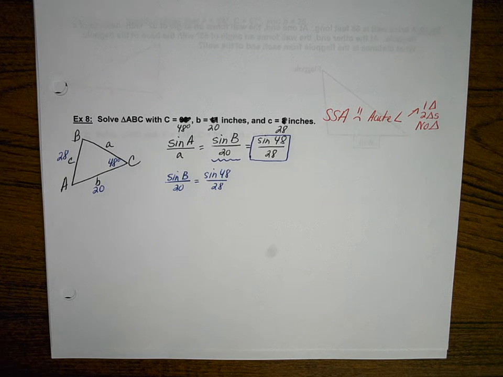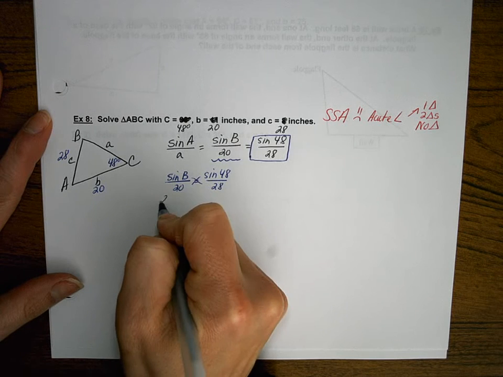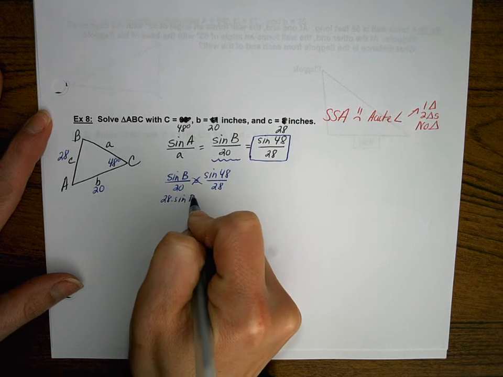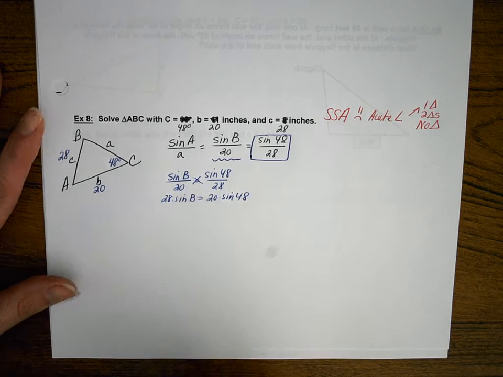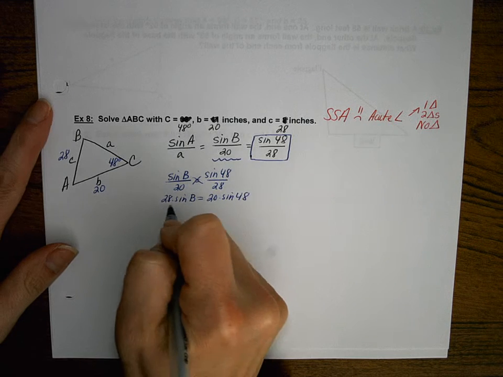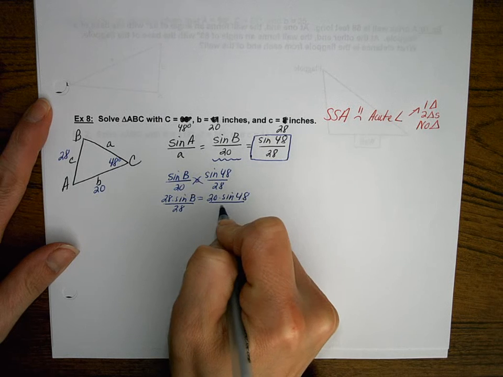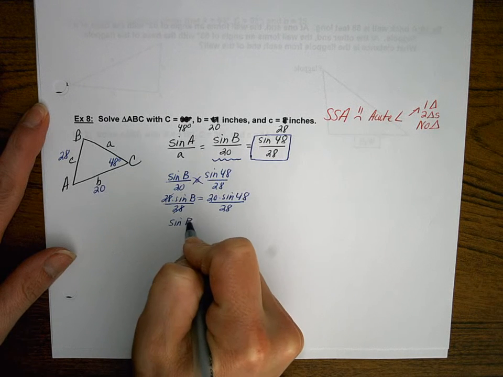All right, looking good. What do we do from here? Karina, what did we do yesterday? Cross multiply, I love it. Okay, so we have 28 times the sine of that angle B is equal to 20 times the sine of 48. All right, anybody got a thought on what we're going to do to start getting angle B by itself? What do we do to start getting angle B by itself? Divide by 28. Looks good. Divide by 28. Okay, so my 28s are going to cancel, and the sine of angle B is equal to.